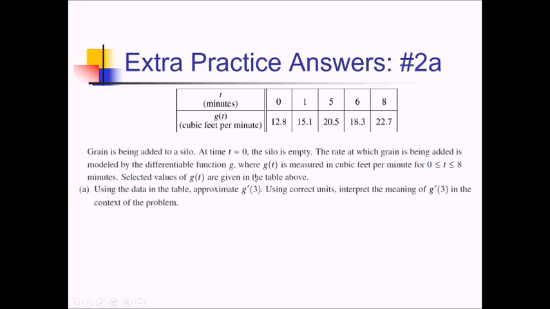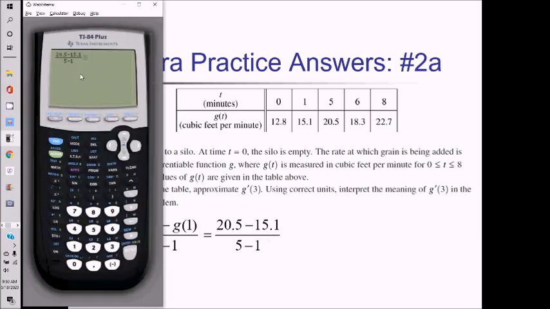So I'm going to write g prime of 3 is approximately equal to, and now I'm going to do my average rate of change here. So g of 5 minus g of 1 over 5 minus 1. And again, note that I wrote approximately equals here. So that's going to be 20.5 minus 15.1 over 5 minus 1. And since you've got all constants, you don't have to simplify this. I'm going to, though. So I plug this into my calculator using my fancy fraction mode, alpha y equals there.